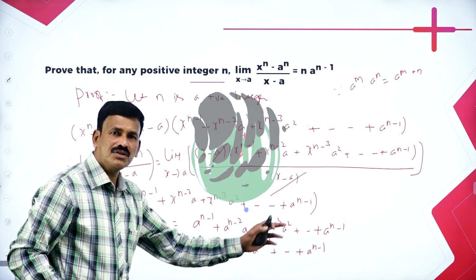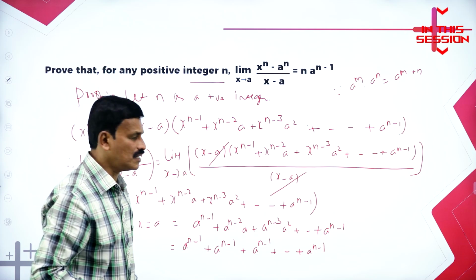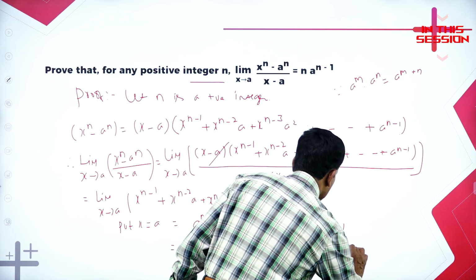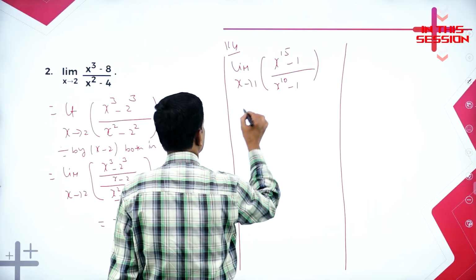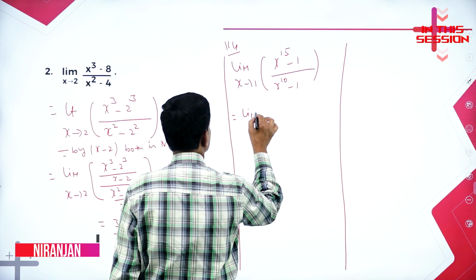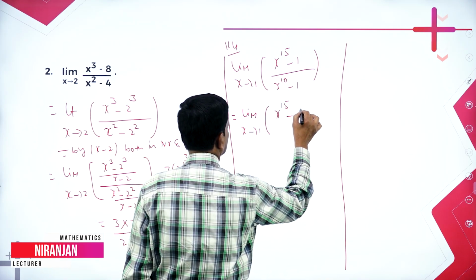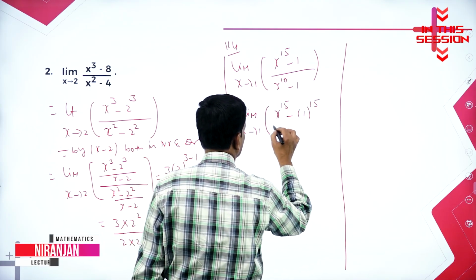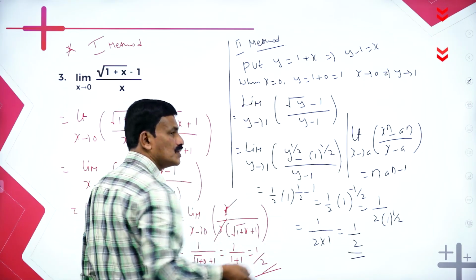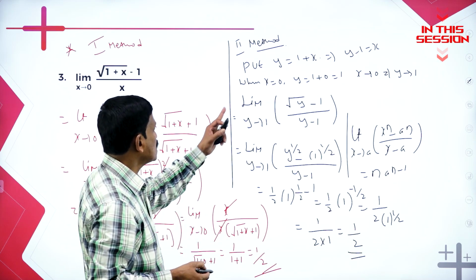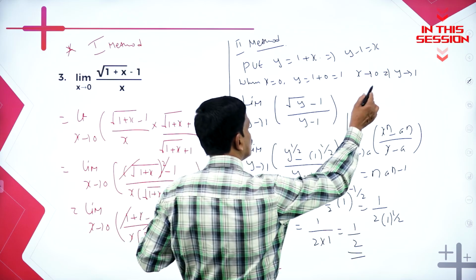If it is 3, we are going to write 3 times a to the power of n minus 1. Since there are n number of terms, this can be written as n into a to the power of n minus 1. So 1 can also be written as limit x tends to 1 of x to the power of 15 minus 1 to the power of 15. 1 to the power of 15 is 1. What is the substitution? We have taken y is equal to 1 plus 6. When x tends to 0, y also tends to 1.